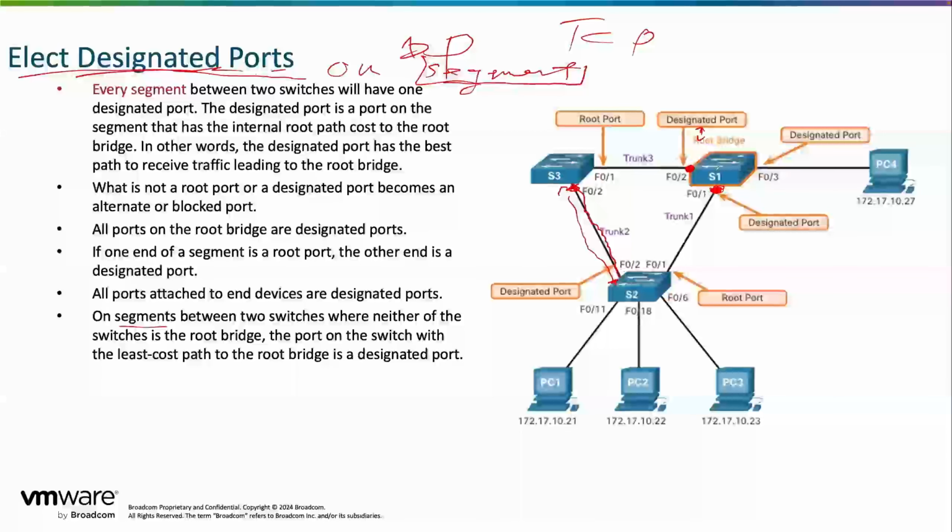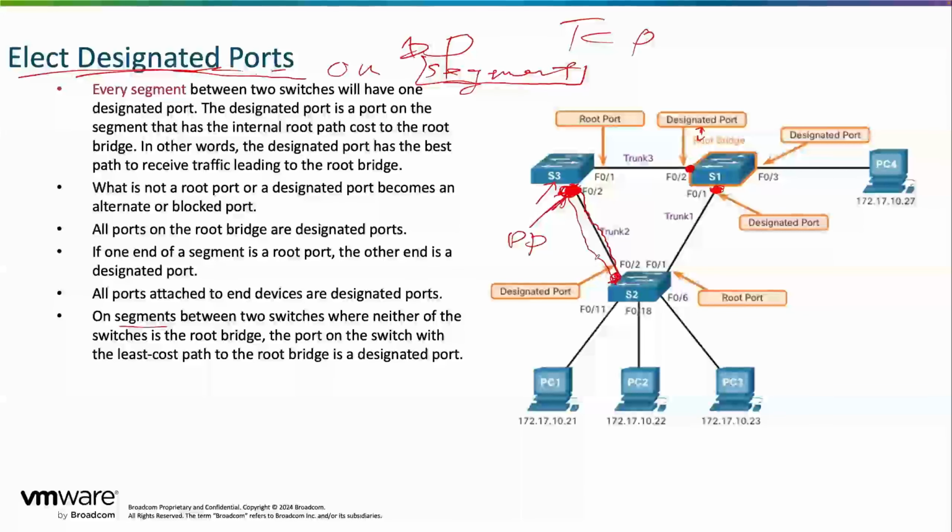That depends. Maybe this one, right? Because it is symmetric from the S1 perspective. This one and this one have the same cost, the same distance to the root bridge. So by using some other factors, we choose one. For example, by using S3's BID, the bridge ID, or comparing other factors, we elect one designated port. For example, in this case, this one is the DP. This one is this segment's DP.